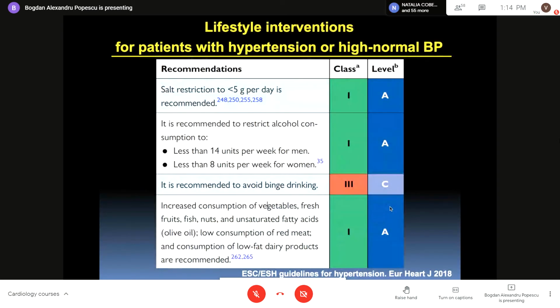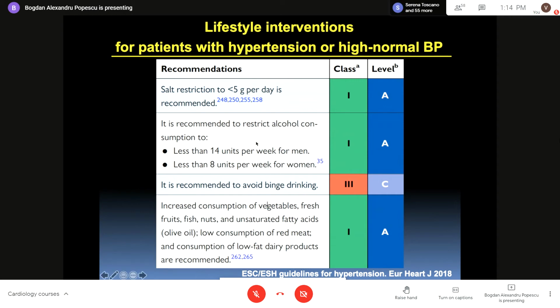Lifestyle interventions. So we don't immediately jump to drugs unless the patient has really high measures. But lifestyle interventions are very important, either alone or combined with drug treatment. And these are a few of them. You also see, we discussed before about classes of recommendation. 1A is the highest level possible. So salt restriction may sound trivial, but is extremely important. Restrict alcohol consumption.